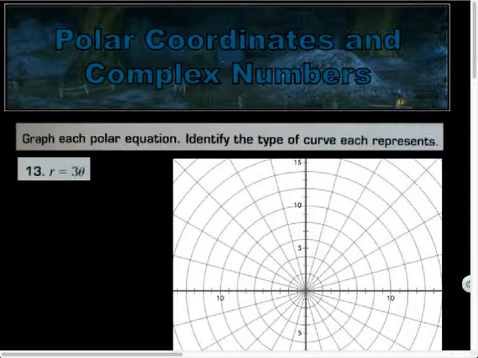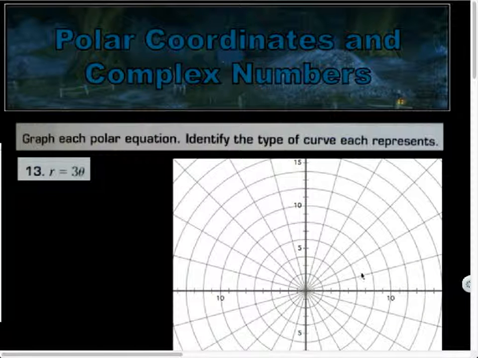We're taking a look at page 565. We were talking about graphing polar equations, which are quite interesting. Prior to this, we graphed a circle at the center of the pole or a line passing through the pole. But now we're getting into some interesting stuff here. So here's question 13. It says r is equal to 3 times theta.